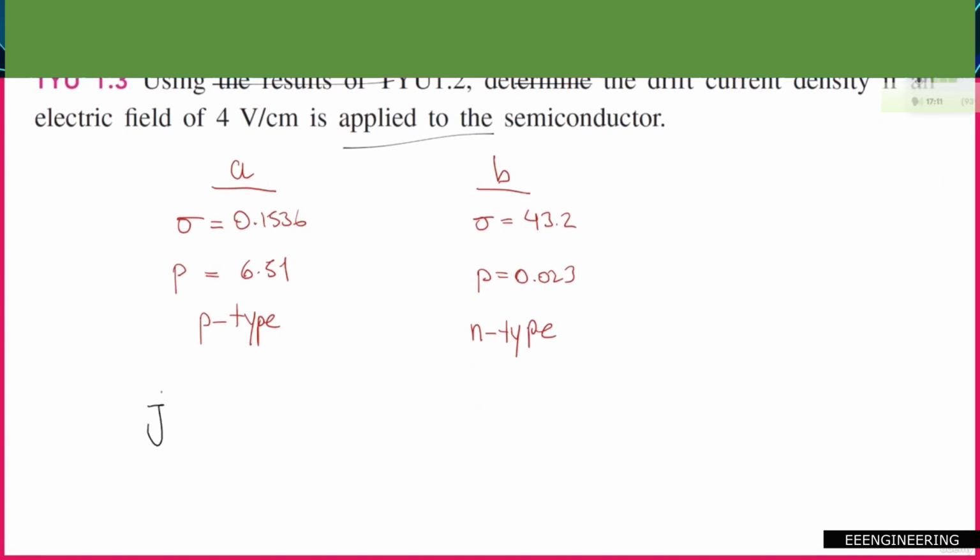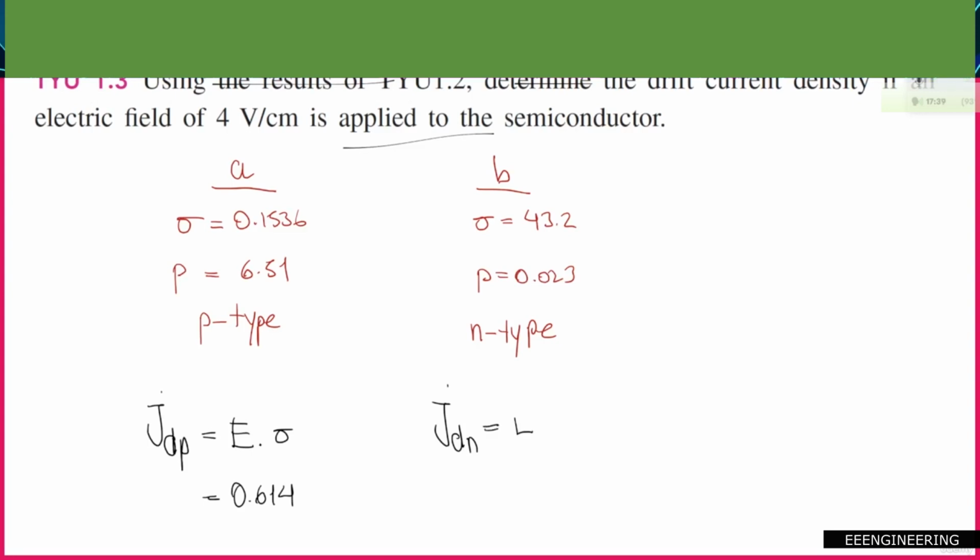So J_DP, since we have a p-type material, that's why we have the notation in this way. This D stands for drift, and this P stands for holes, basically. That is going to be equal to electric field times the conductivity. So basically 4 times 0.1536, it is going to be equal to 0.614.